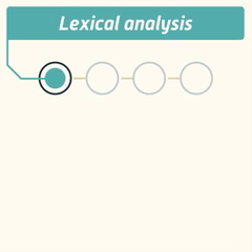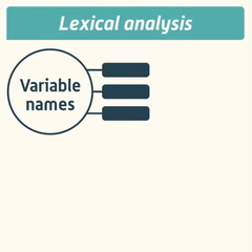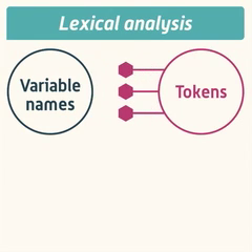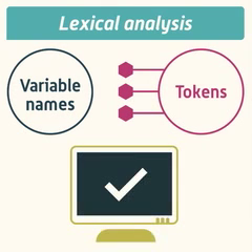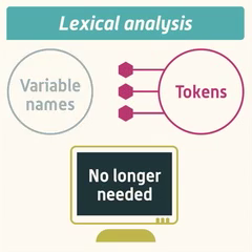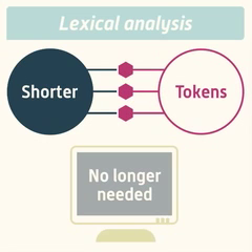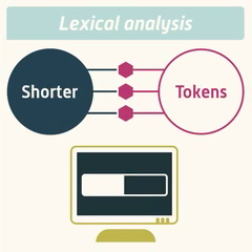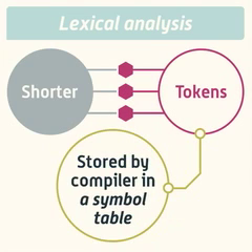First comes lexical analysis. During this stage, variable names are replaced with tokens by the compiler. Once a program has been compiled, memorable variable names are no longer needed. The much shorter token identifiers allow the program to take up less space. These tokens are stored by the compiler in a symbol table.